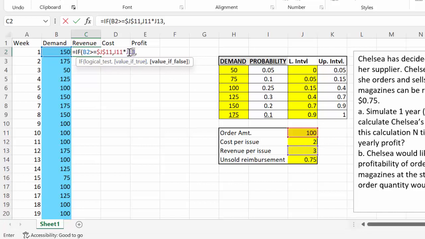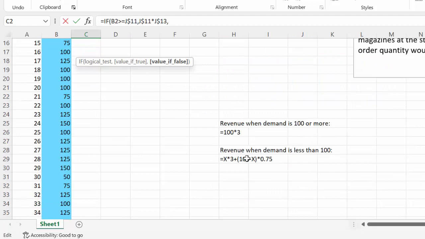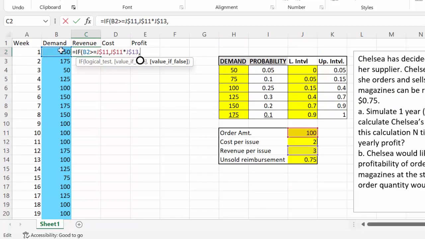Since I'm always going to be referring to it, I'm just going to highlight it and do function F4. Now if it's false, if it's not the case, then what is my revenue? Then I'd have to use this formula down here, which is this amount here. We would let that float, because we would be checking this amount multiplied by $3 per issue, and we want to lock that in as an absolute address, plus the addition of money being reimbursed because you didn't sell everything.